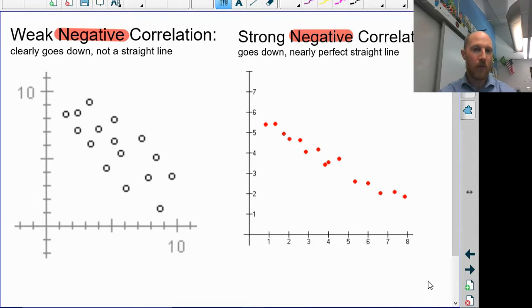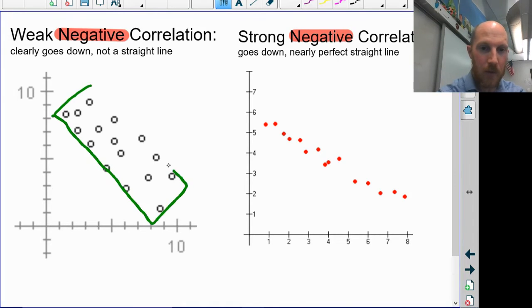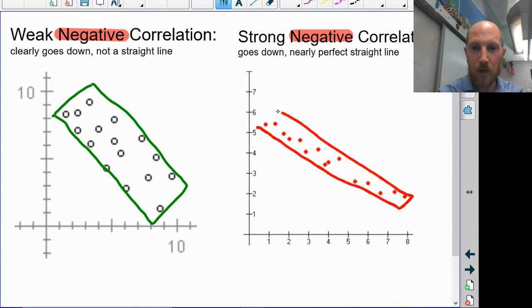So here's some negative correlations. The same idea, except these are both going down. So that tells us that they are negative. And I could do the same approach here if I draw the smallest possible rectangle around these dots and the smallest possible rectangle around these dots. The green one is much wider, the red one is much narrower. Okay, narrow rectangles are going to indicate a strong correlation. The wide rectangle is going to show us a weak correlation. Both of them very visibly are heading down, so that is a negative correlation.